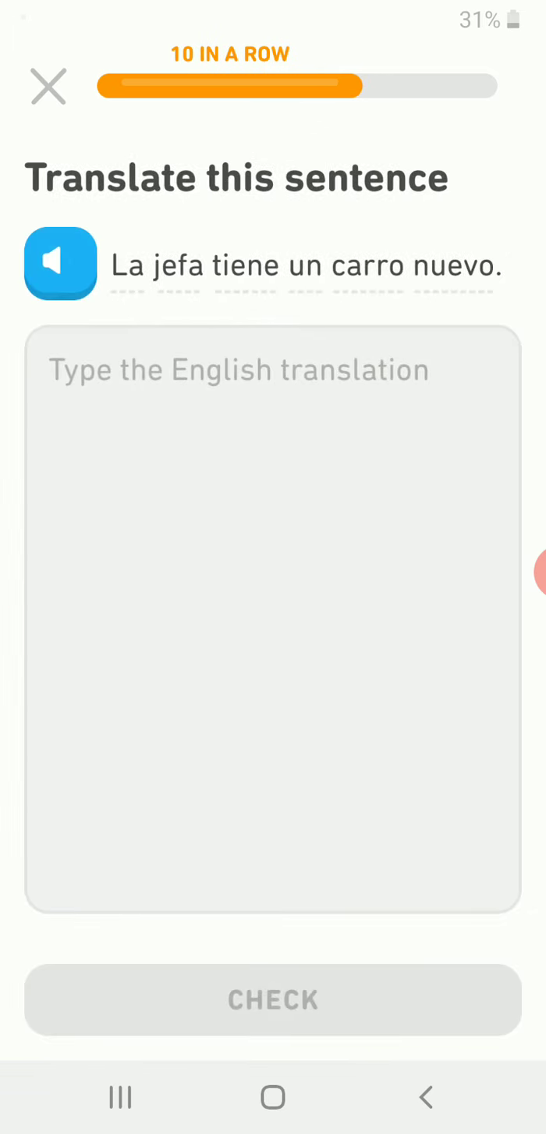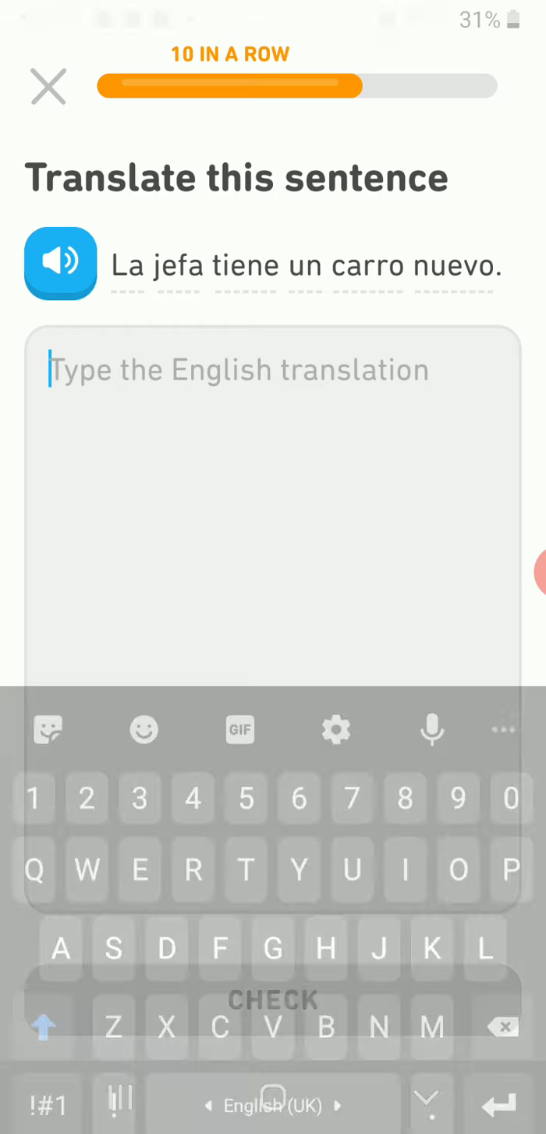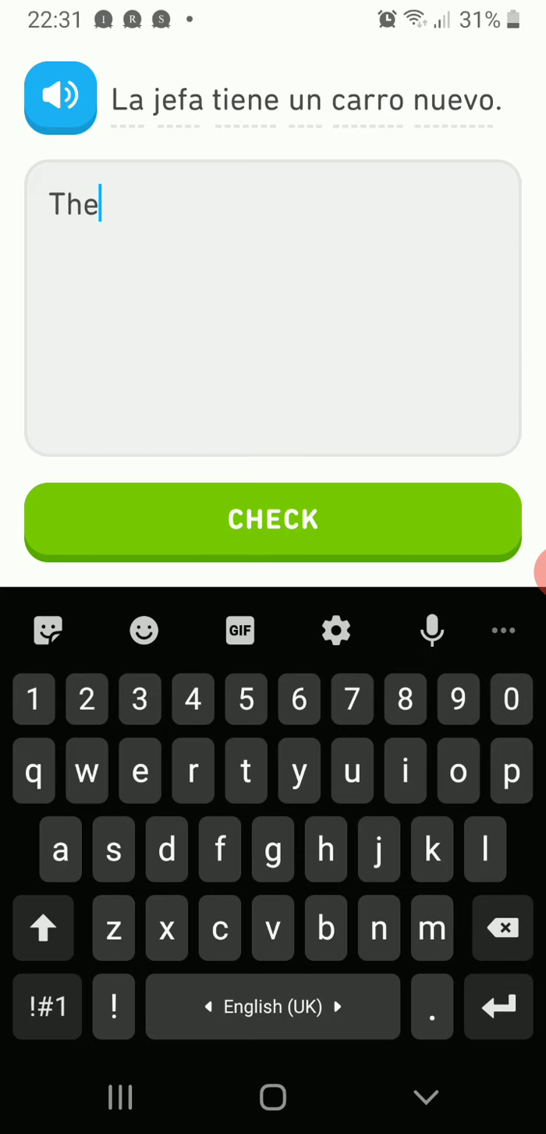Easy. La jefa tiene un carro nuevo. So la jefa is el jefe, la jefa, just the boss in English. Has a new, nuevo. Carro is a car.